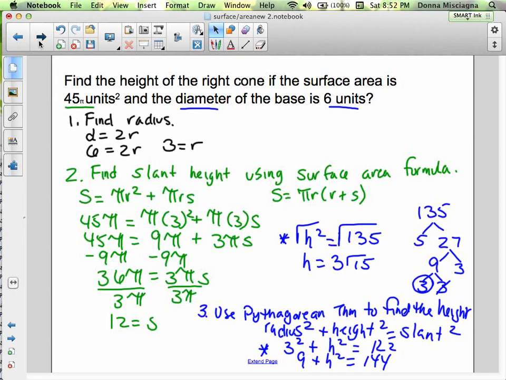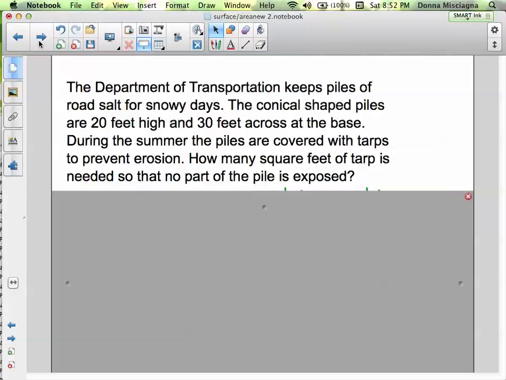Right, and the last problem for this lesson, and this one's in your notes, is going to be a bridge to our next topic, which is modeling with geometry. So we'll be solving real-world situations involving geometry, and here is a real-world situation. The Department of Transportation keeps piles of road salt for snowy days. If they didn't have that road salt, there'd be no way to get rid of the snow. The plows aren't enough. It would be too slippery.